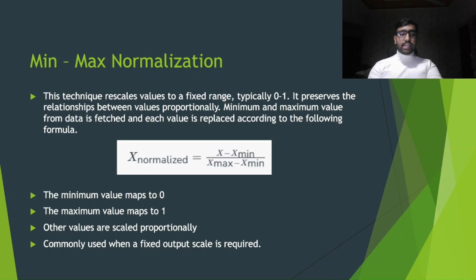The formula for it is x normalized equals x minus x min upon x max minus x min. Here x normalized refers to the normalized value of the data. X refers to the value of data which is not normalized. X min is the minimum value of the data feature X in our given data, and x max corresponds to the maximum value of our data feature X. The minimum value maps to 0, the maximum value maps to 1. Other values are scaled proportionally. It is commonly used when a fixed output scale is required.